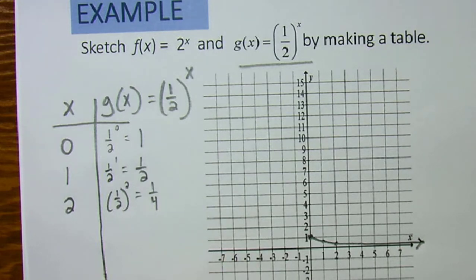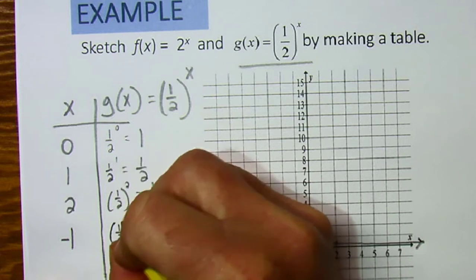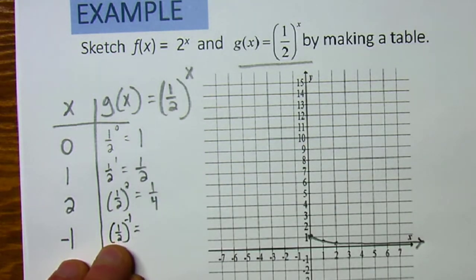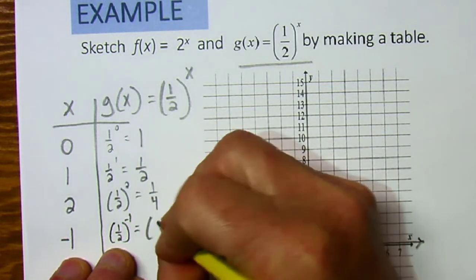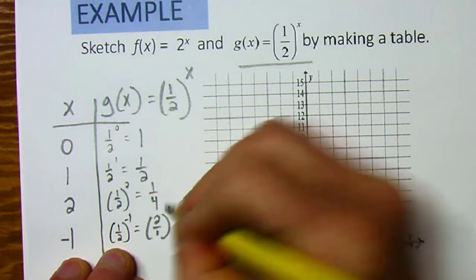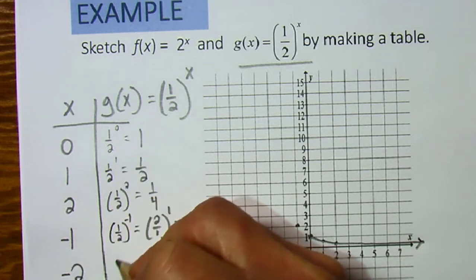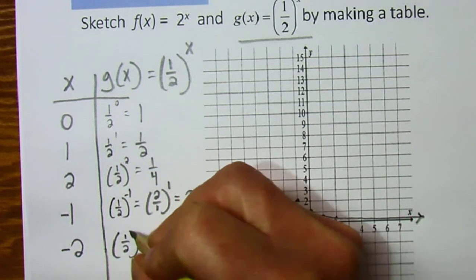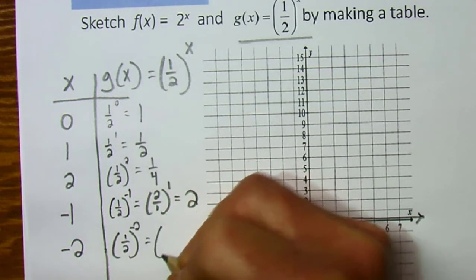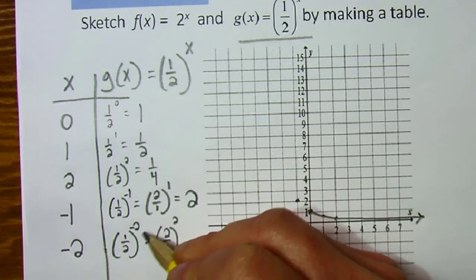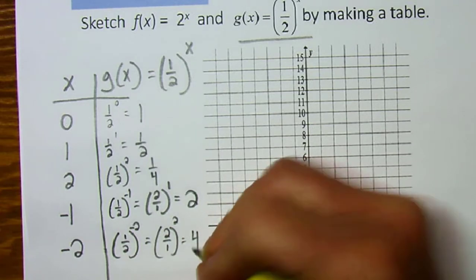Let's plug in some negative numbers. When x is equal to -1, we have 1/2 to the -1 power. That's the same as, since negative exponent means reciprocal, 2 over 1 to the +1 power, which is 2. When x is -2, we have 1/2 to the -2nd power. That's the same as 2 over 1 to the +2nd power. Again, negative exponent means reciprocal, and that's equal to 4.